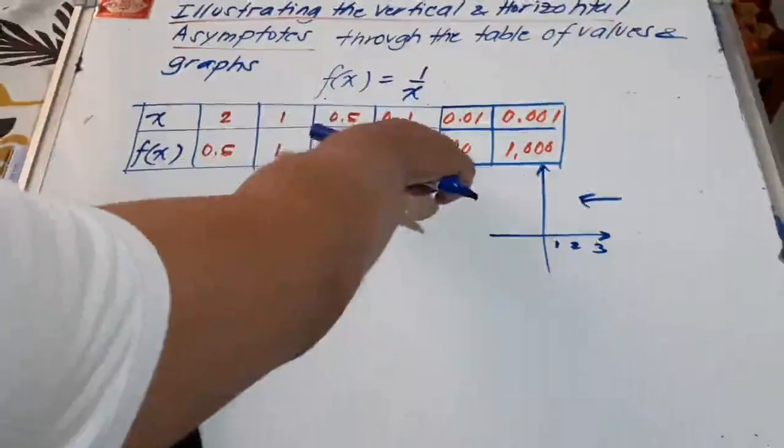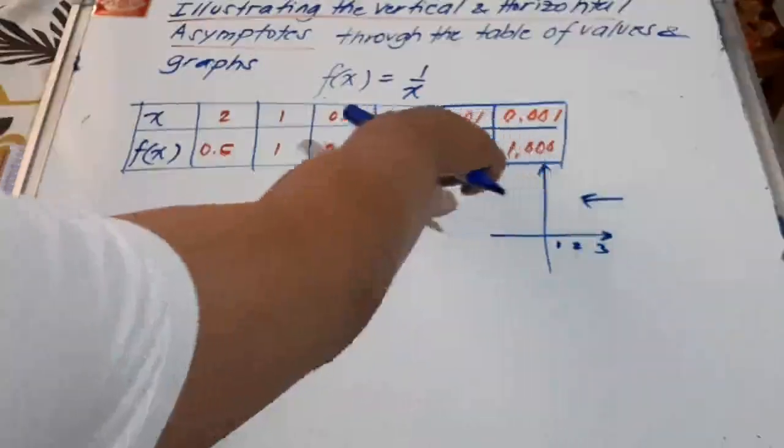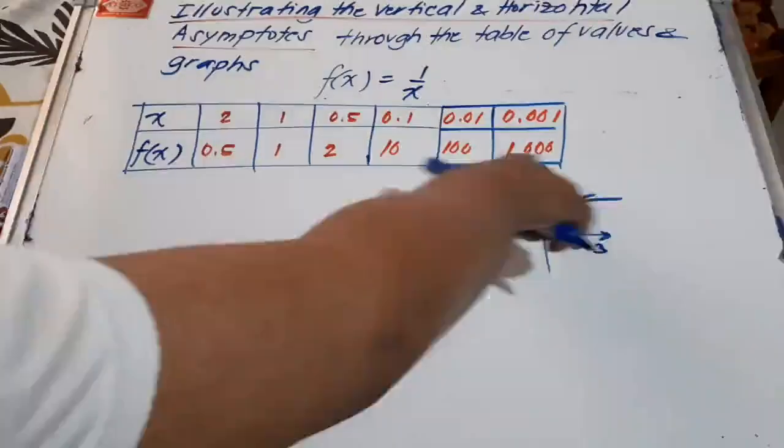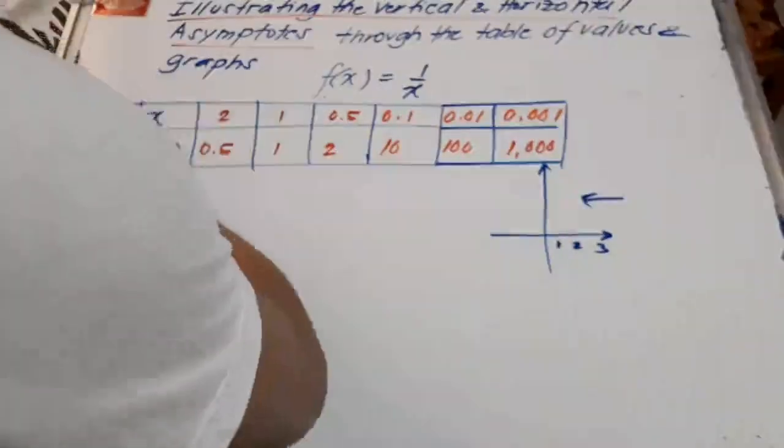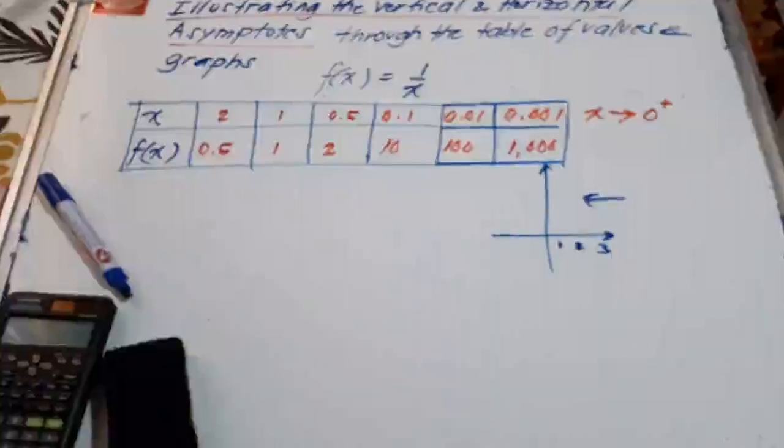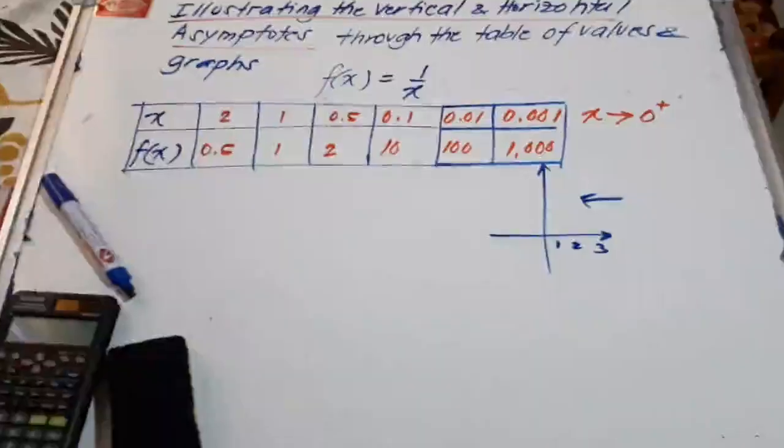So, as x approaches 0, papalapit na papalapit sa 0, right? Ang nangyayari kay f of x is palaki ng palaki. Okay? So, in other words, as x approaches 0 to the right, in symbol, we write x approaches 0 plus. It means to the right of 0. Okay? 0 to the positive means to the right of 0.